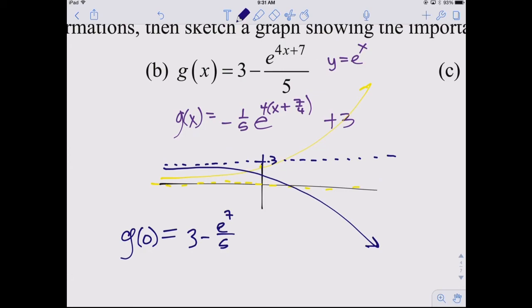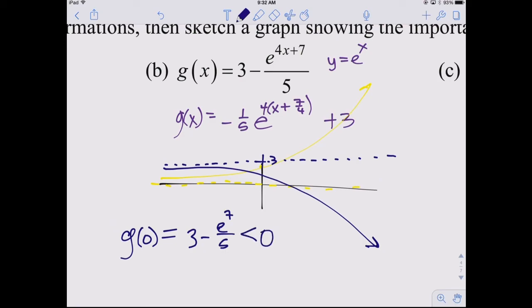Well, e is about what? 3-ish, right? 3 to the 7th is going to be big or small? Pretty big. Divided by 5? Still pretty big. Do you think it's going to be bigger than 3 or smaller than 3? Should be bigger than 3, right? Even when you divide it by 5. So 3 minus a number bigger than 3 should be negative. Right, this is going to be a negative number.